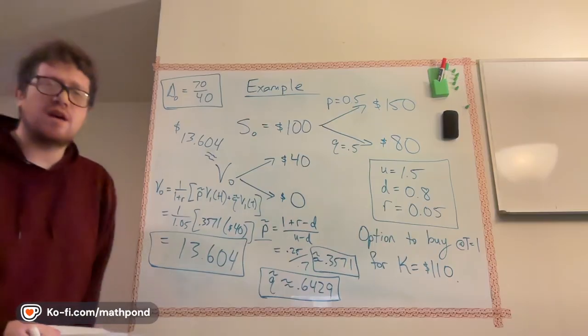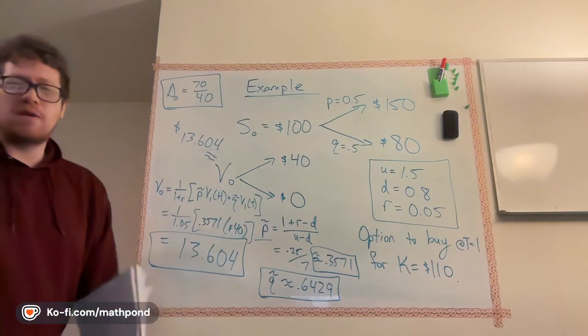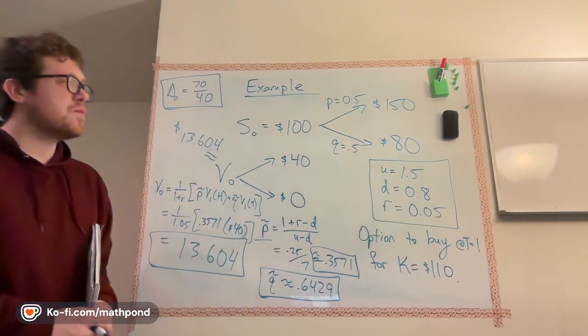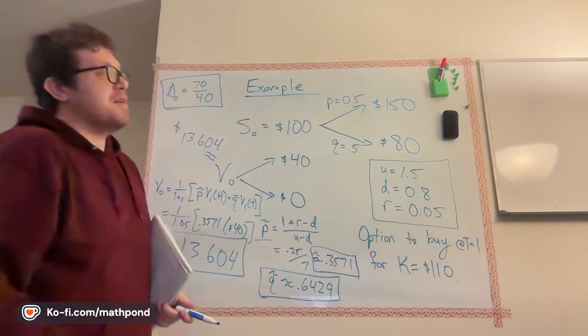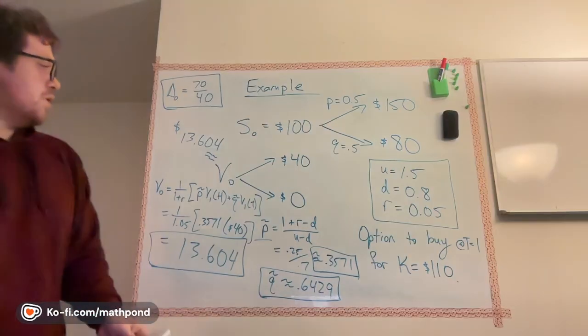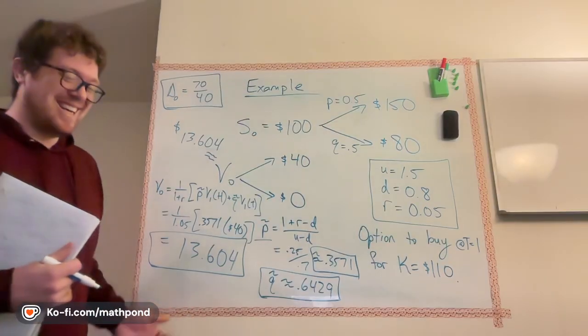Right, so any questions about this example? I think this is a pretty good example that really illustrates everything that could happen. So even though the actual stock had a 50% chance, would you buy this option? That's the question.